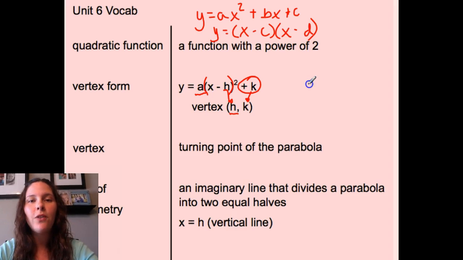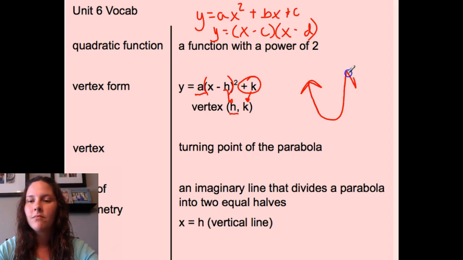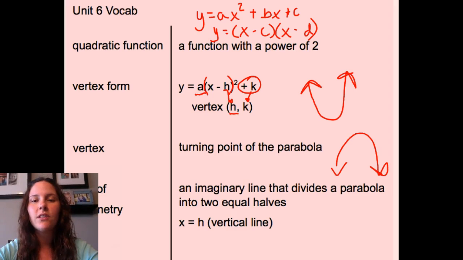Before we learn how to graph, there is a special name for the graph of a quadratic function, and it is called a parabola. A parabola either looks like a U or an N. So that a value, as I mentioned, tells us if the graph opens up or down, and the vertex would be the turning point of the parabola. So for a parabola that opens up, it would be down here, kind of the bottom of the graph. And for a parabola that opens down, it would be at the top of the graph. That's called the vertex. So that's what we learned how to identify from our vertex form a minute ago.